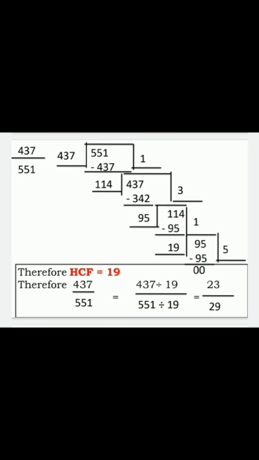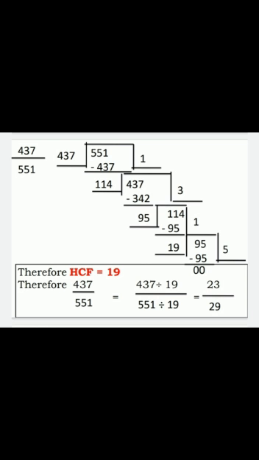So 437 ones are 437. After subtracting, you get the remainder as 114. Now this 437 is to be divided by 114. So 114 3s are 342. Again subtract 342 from 437, you get the remainder 95.